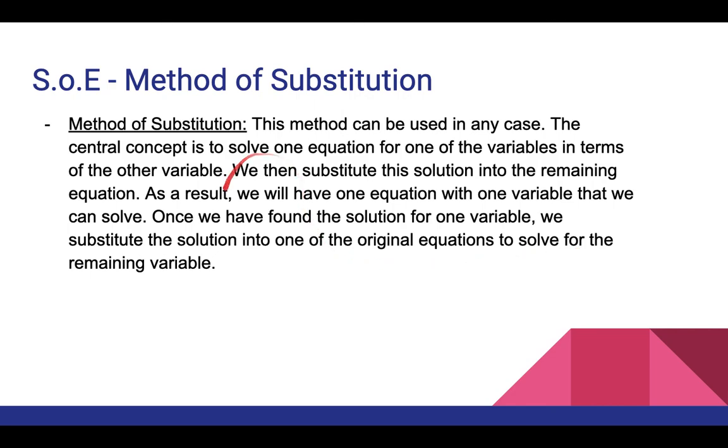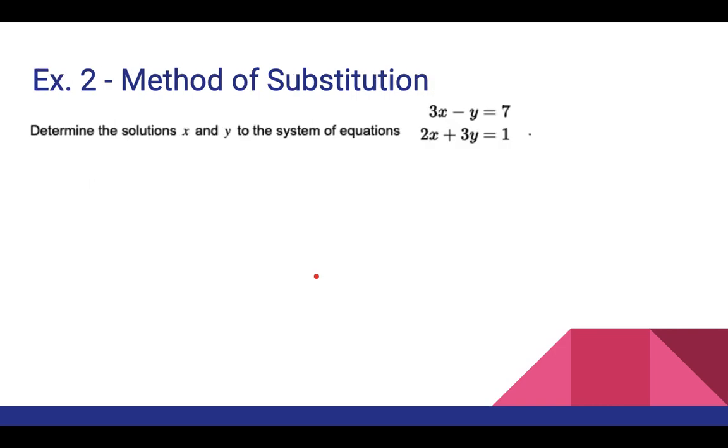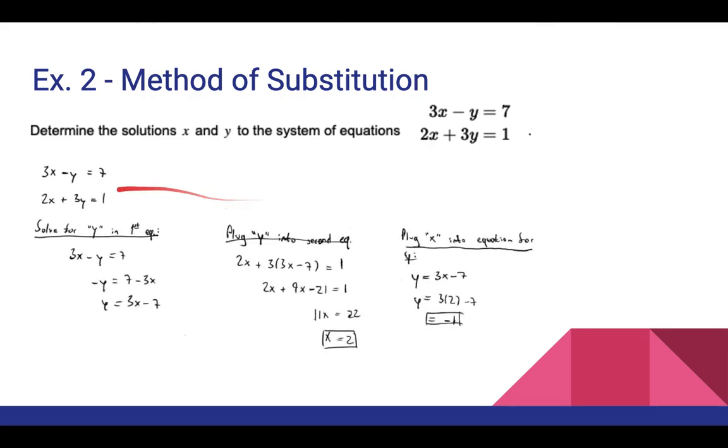Again, that sounds like a mouthful. I usually like to illustrate things in terms of words to give you the main concept, and then we'll look at applying it in terms of a problem. So let's look at x and y for the equations 3x minus y equals 7 and 2x plus 3y equals 1. Please note that you could use elimination here, as 3y is a multiple of negative y. We just multiply this top equation by 3. But we're going to use substitution here in order to illustrate the technique of substitution.